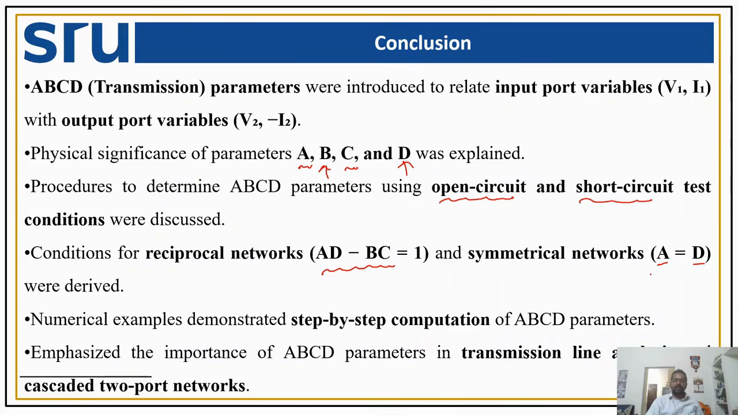Then we have seen some numerical examples: how to solve ABCD parameters step by step, by performing the open and short circuit tests. We have even seen that this is not always recommendable; it depends upon the circuit we have. If it can be solved by any other method, we can solve using that and convert into the ABCD parameter equations. And we have emphasized the importance of ABCD parameters in transmission lines, and that they are applicable for cascaded two-port networks.